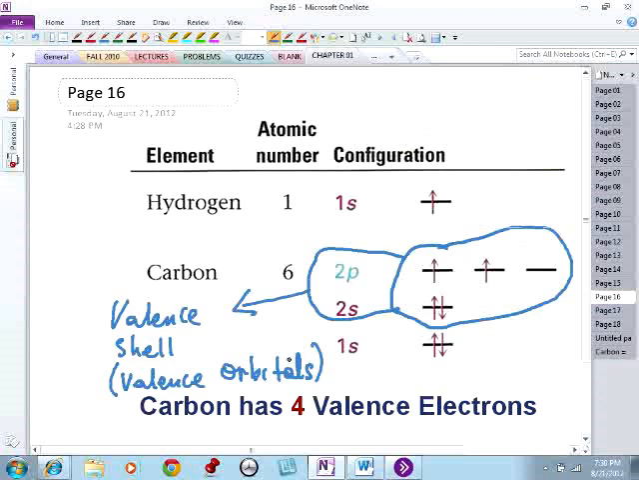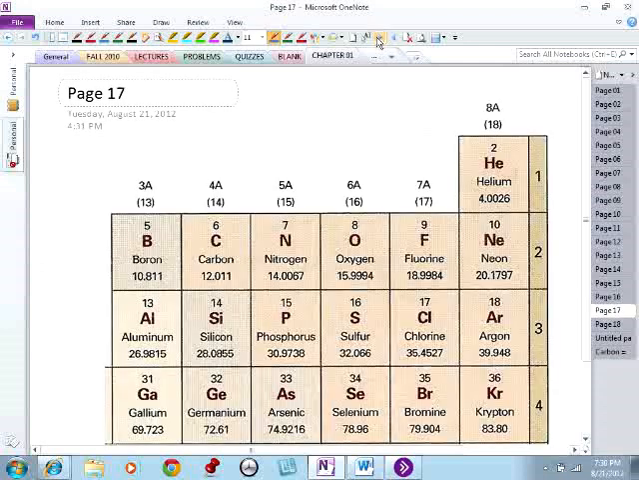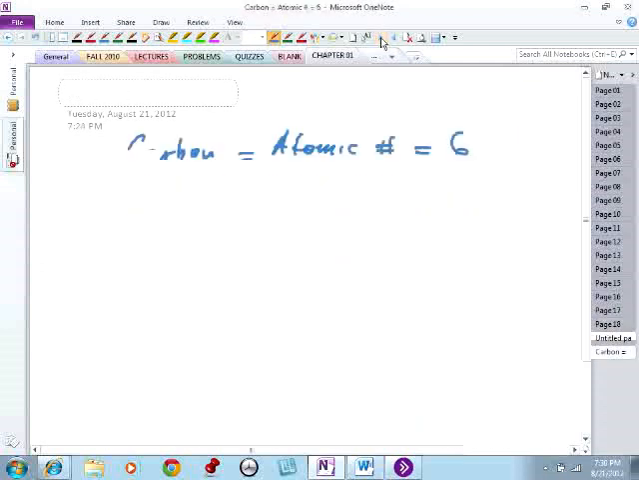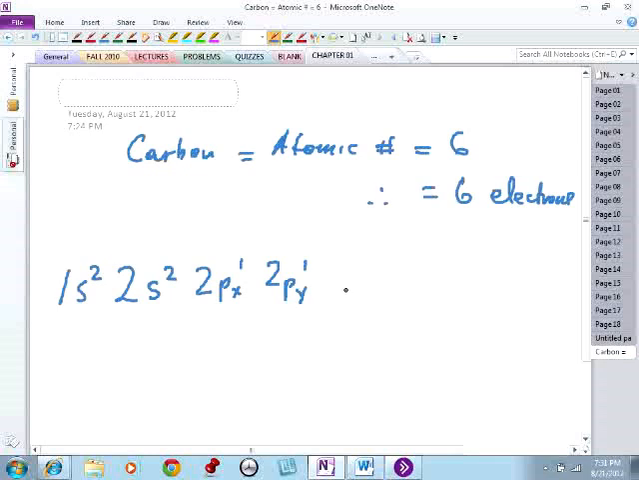So if I ask you, how many valence electrons does carbon have? 4. No, it's not time yet. Okay, let me very quickly finish up this here. So therefore, if I ask you for the electronic configuration of carbon, you say it's 1s2, 2s2, 2px1, 2py1. Okay, and that is the ground state electronic configuration of carbon.